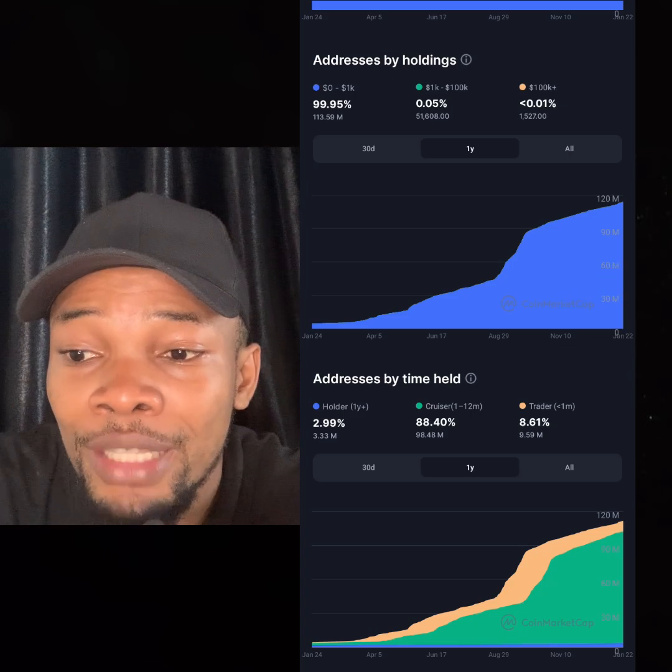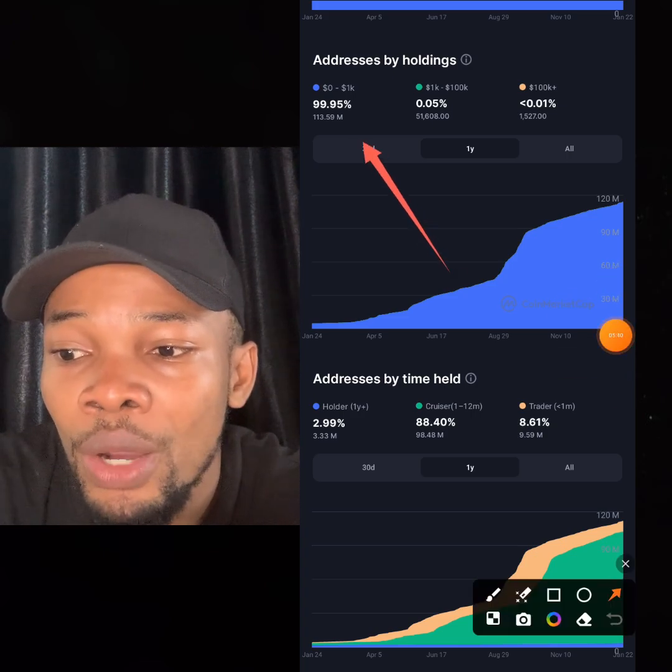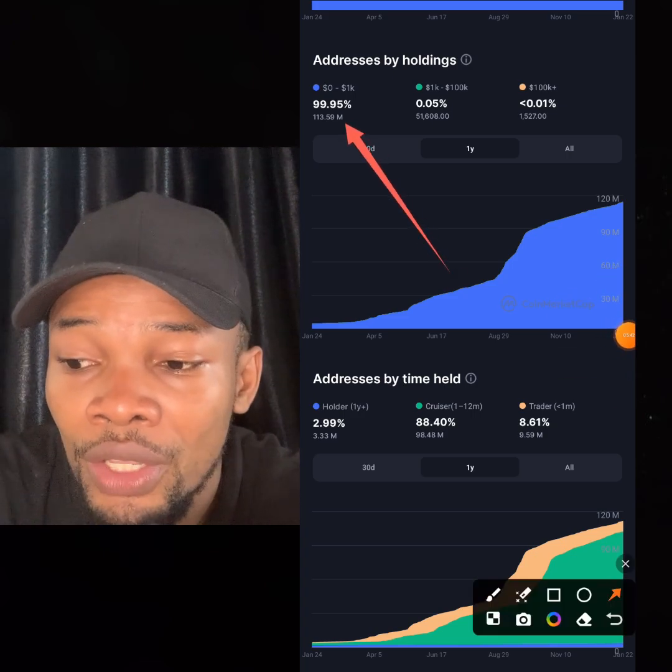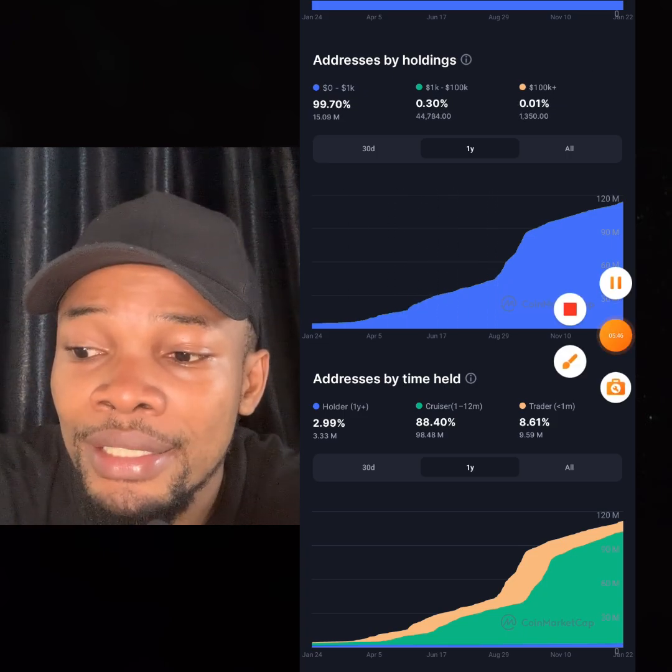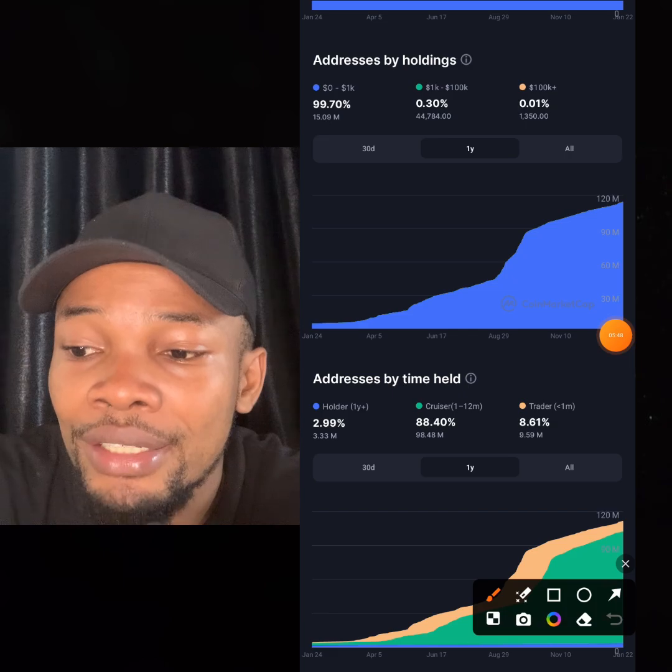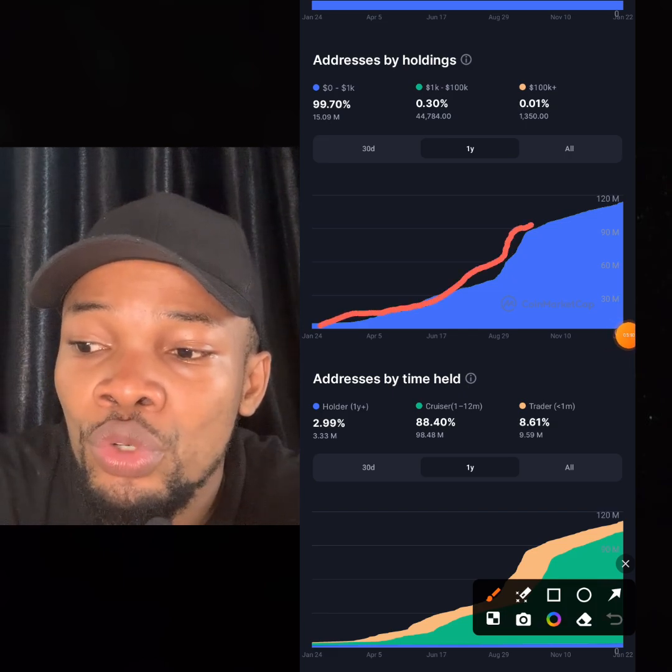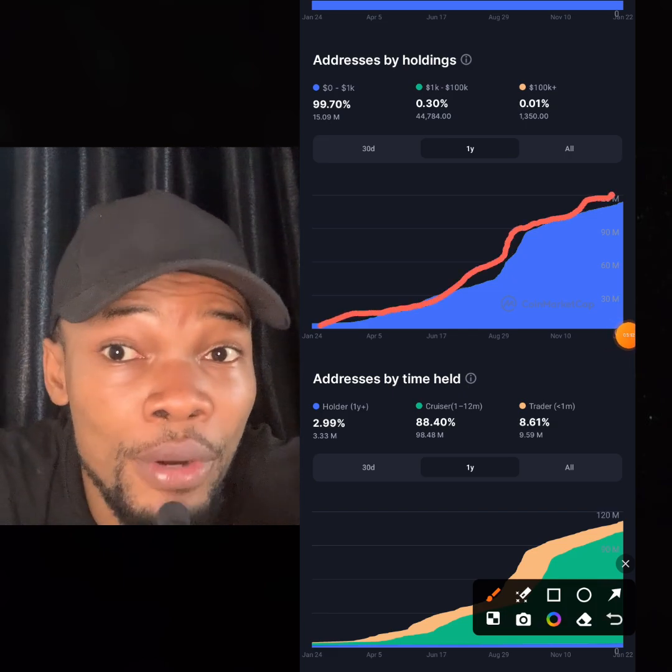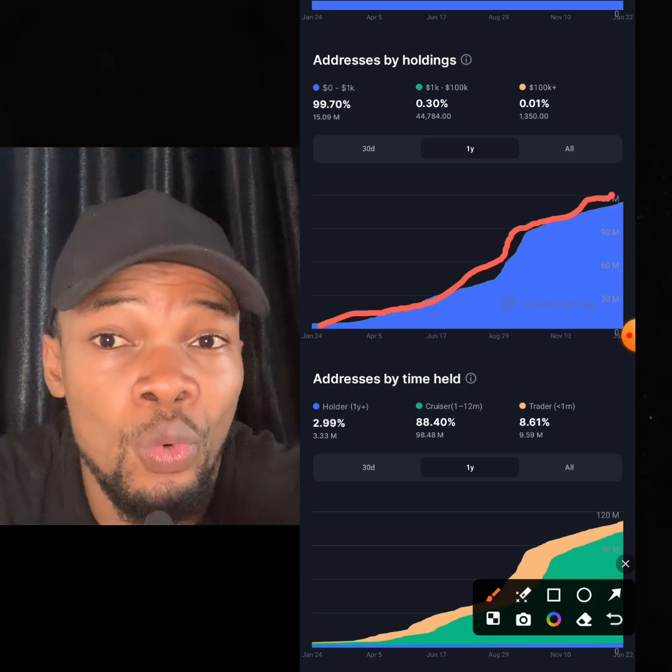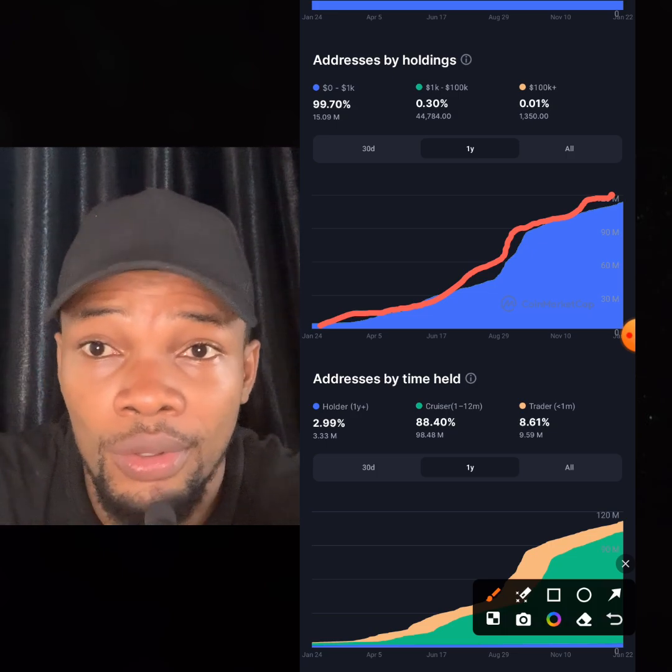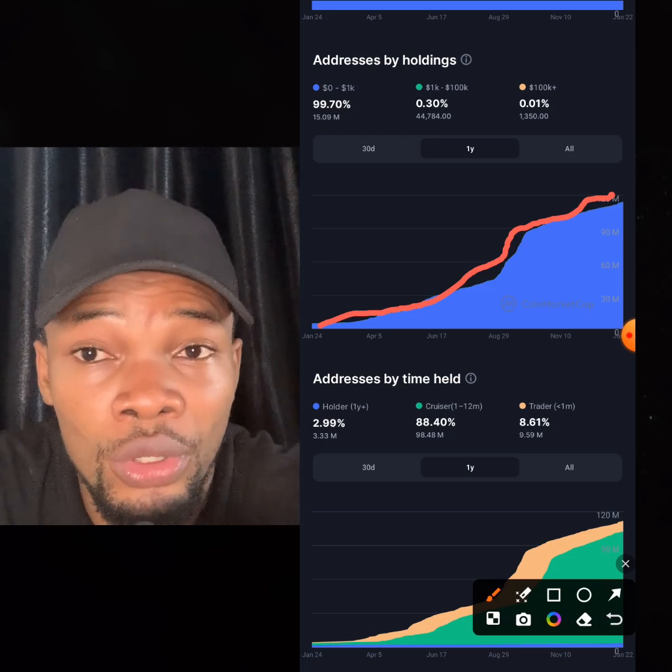Now you can see the ones that control the market majorly are these guys, which are 113 million addresses. And you can see the addresses have been increasing. You can see this blue line is increasing, which means the addresses have been increasing. So the more the addresses increase, the more the price of TON will increase. So you can use this to monitor whether you should buy a crypto or not, whether the crypto will do well in the long term or not.